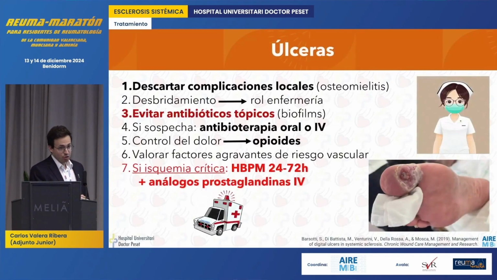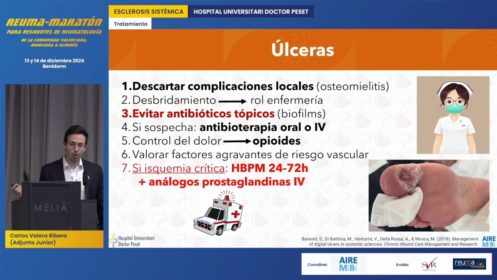Remember, topical antibiotics are contraindicated due to the resistance caused by the biofilms that form. If infection is suspected, antibiotic therapy should be oral or intravenous. And then, importantly, pain management. And by pain management, I don't mean giving Nutil, I mean using opioids.